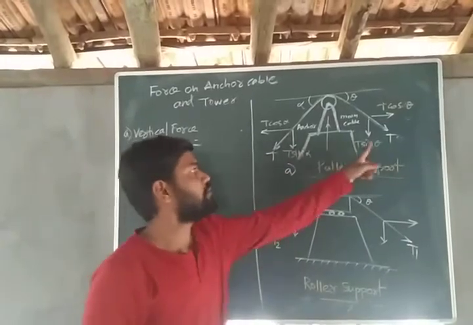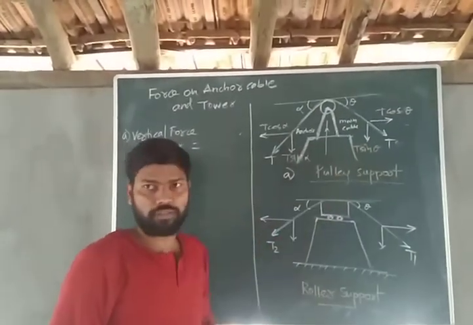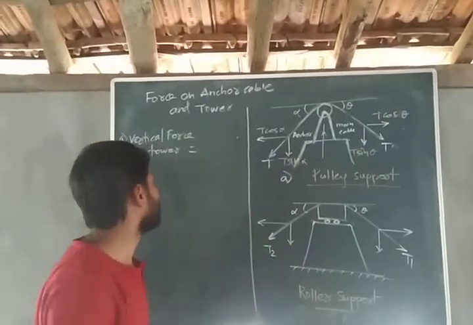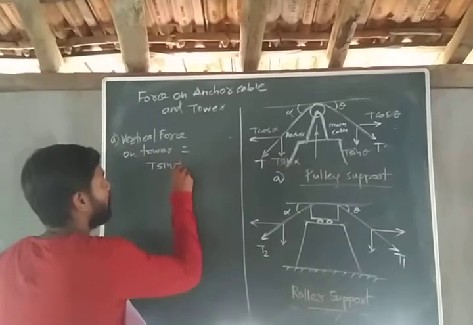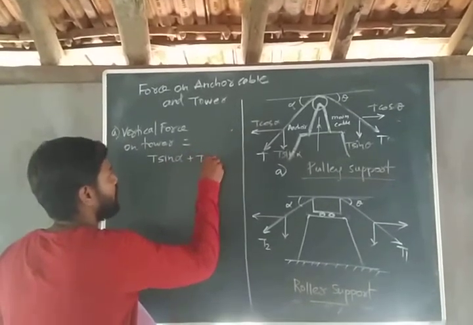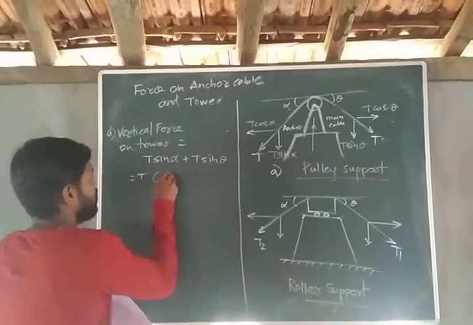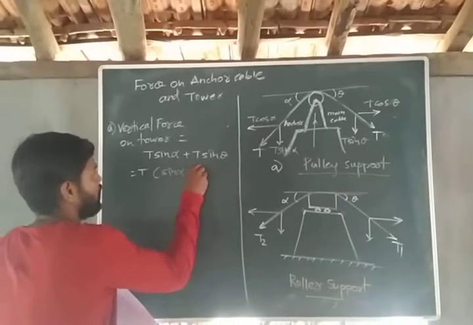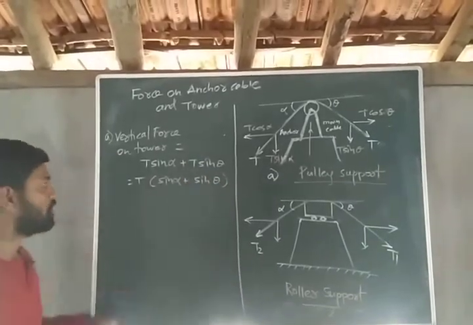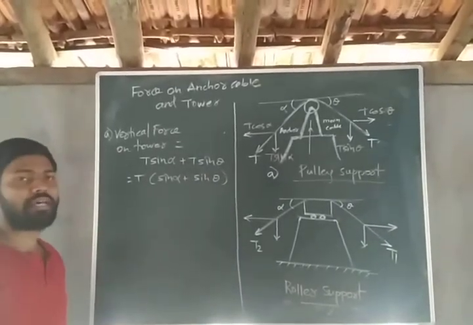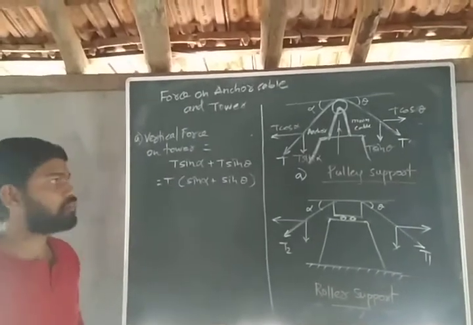The addition of these two vertical components will be the force on your tower. So this is T sine alpha plus T sine theta. So T is common over here, I will take it outside of the bracket. So T into bracket sine alpha plus sine theta. This is the vertical force on tower.